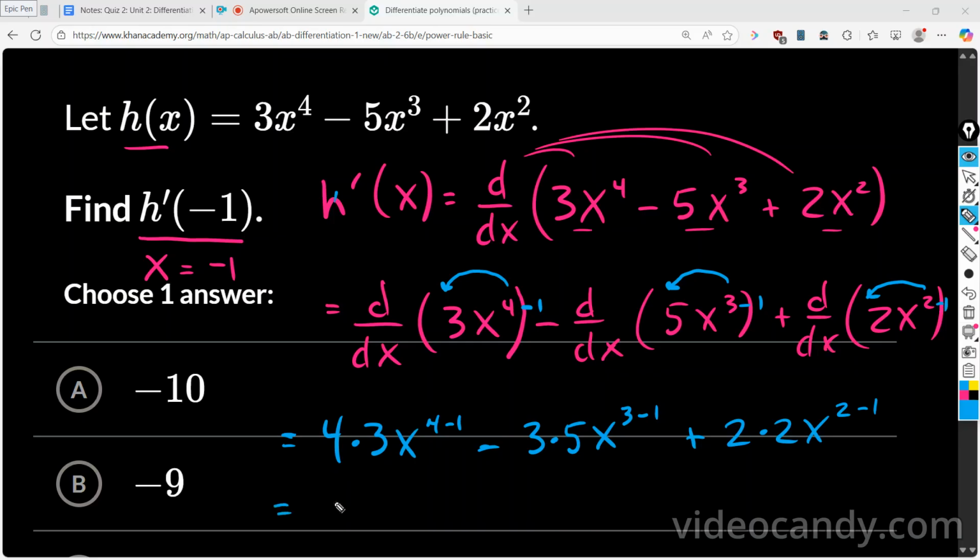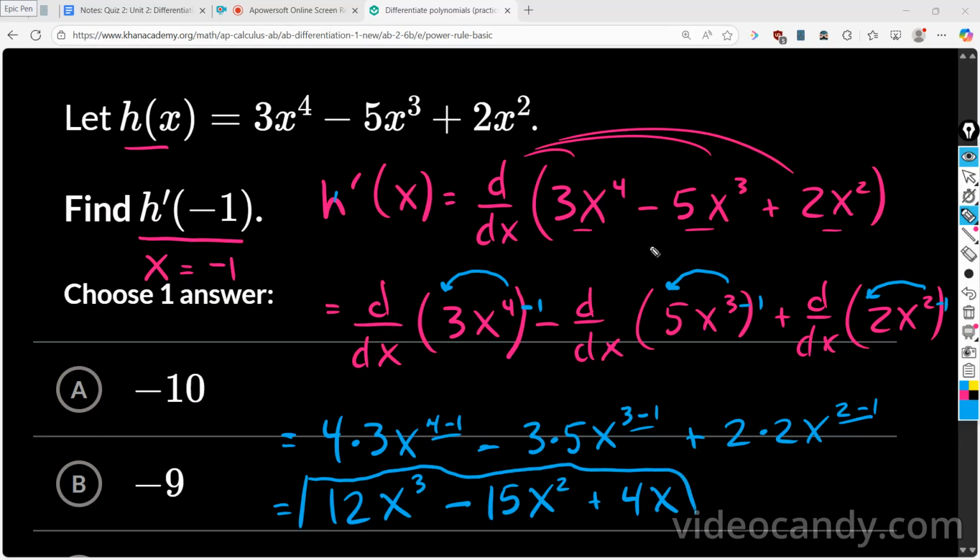So let's see, 4 times 3 is 12, and 4 minus 1 is 3, so that's x to the 3rd. 3 times 5 is 15, and the exponent is 3 minus 1, so that's x squared. 2 times 2 is 4, and on the x, the exponent is 2 minus 1, so it's x to the first power, but that's just x. All right, so that right there is your derivative.